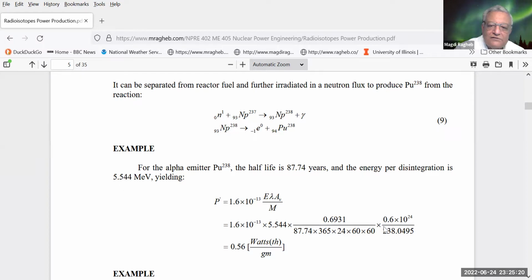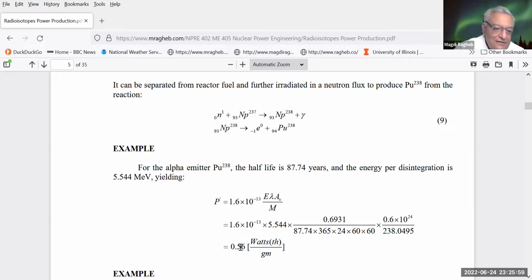So we have to be very careful with the units in any of our calculations right here. Then we are left with Avogadro's number, 0.6 × 10²⁴, and divide by the molecular weight of our 238. If you want to be exact, it's 238.0495. We said that in the derived equation, that would give us a specific power. And the specific power in that case, if you plug in the numbers here, is 0.56 watt thermal per gram. So here it is. If you have 1 gram of plutonium-238, you are producing a power of 0.5 watt per gram.